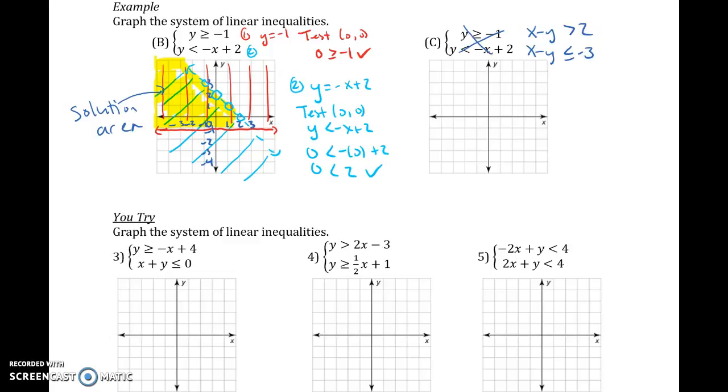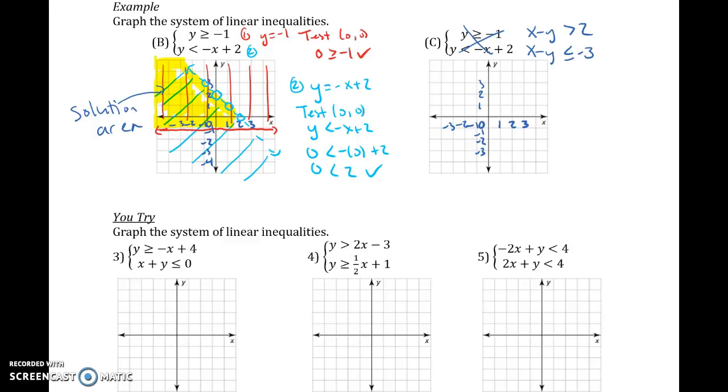Okay, so let's change that problem to x minus y is greater than 2, and x minus y is less than or equal to -3. I'm going to go ahead and write in my number line first, going by ones. And then let's take a look at how to graph this.